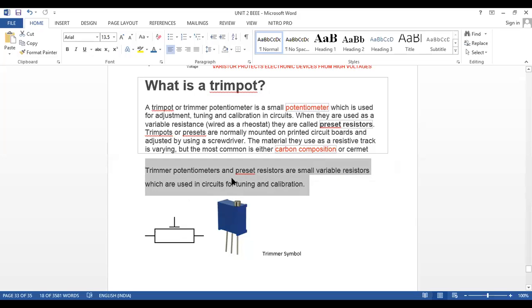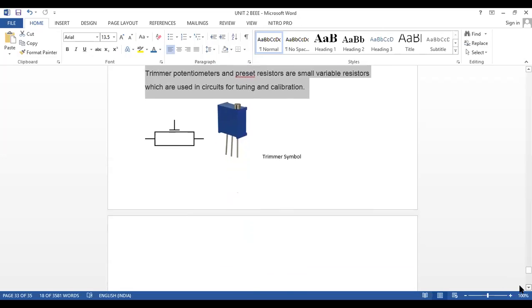Trimmer potentiometers are also called preset resistors, which are small variable resistors used in circuits for tuning and calibration, comparing the values. So just draw this symbol. There is no need for any explanation.